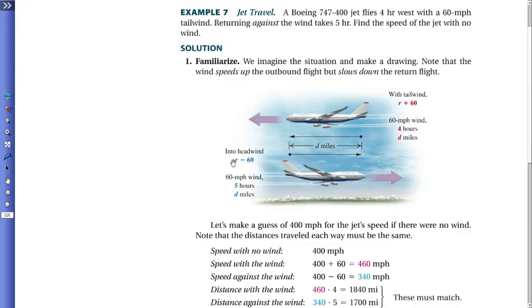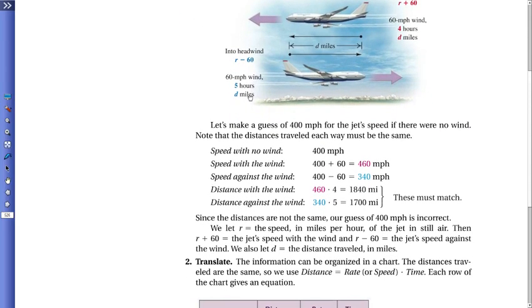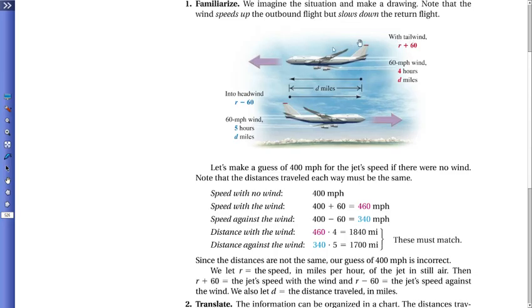Well, when it goes the other way, the rate of the plane is going to go against that 60 mile an hour wind, so it's going to subtract from the speed. And they're talking about a 60 mile an hour wind again. We know this new time, which is longer, 5 hours, but the distance is going to be the same d. Now, I think a lot of you will be able to see how to write your equations from this information by using the rate formula. You know, we could say d equals rate times time, right?